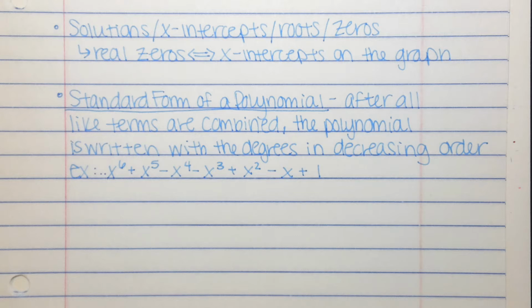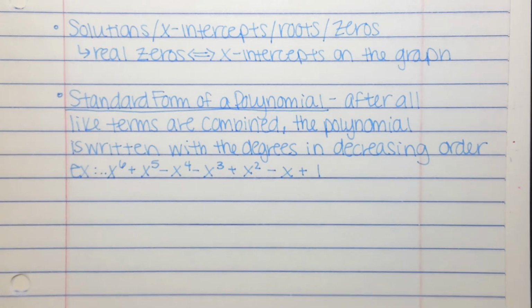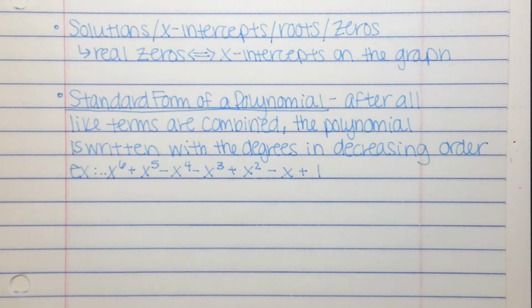Okay, the last definition we're going to talk about is the standard form of a polynomial. Again, we have to be specific. We're not just saying standard form. We're saying the standard form of a polynomial, because if you remember back when we were doing quadratics, and way back at the beginning of the year when we were doing systems of equations, we had a standard form, and those standard forms are different than the standard form of a polynomial.